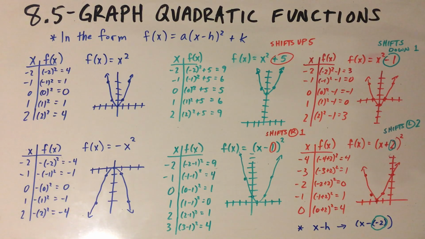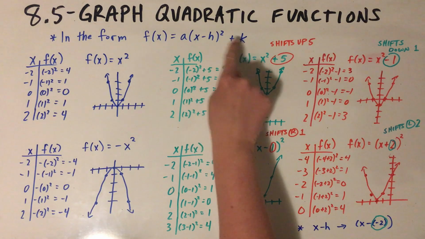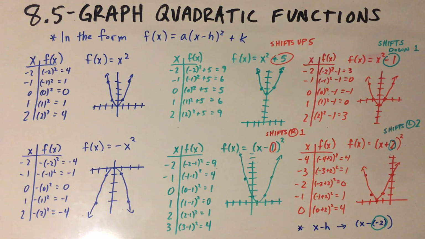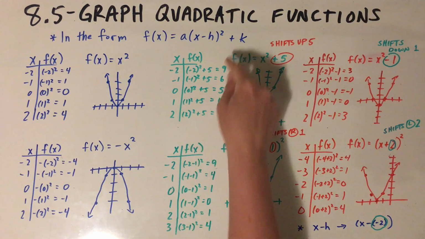What we're going to do is talk about what each one of these variables does. So we know that f of x would just be y, and x will just be x. But what about k? Well, what does k do?